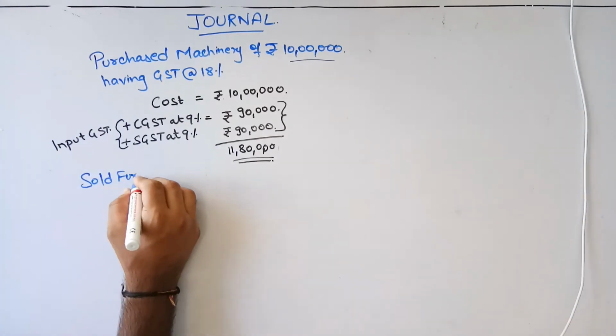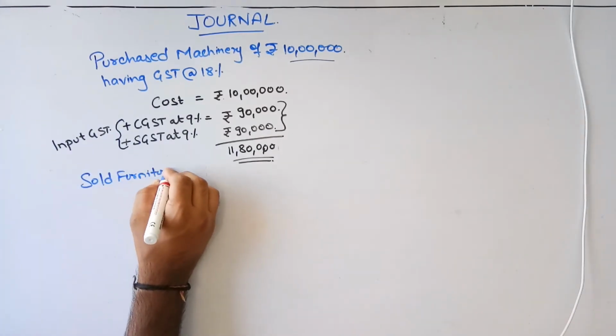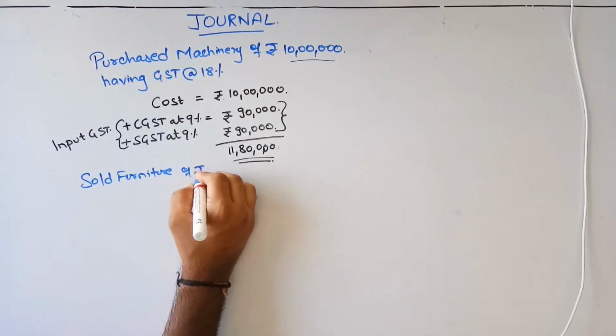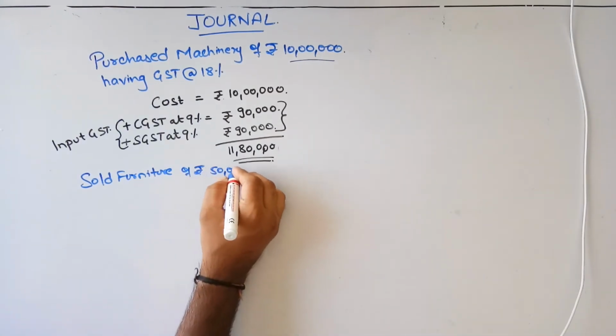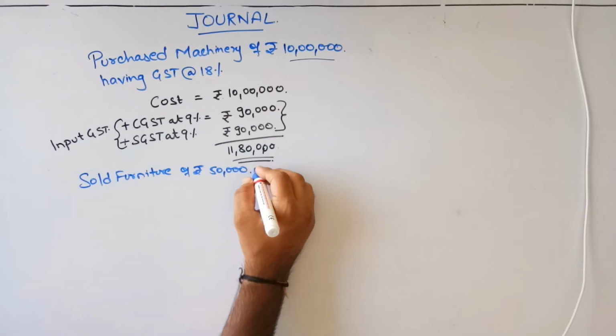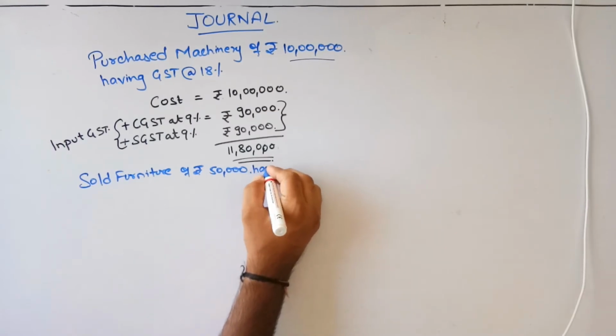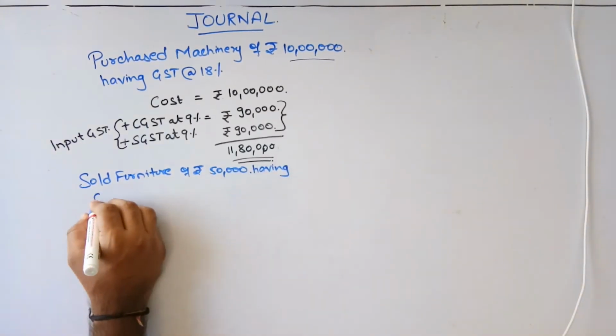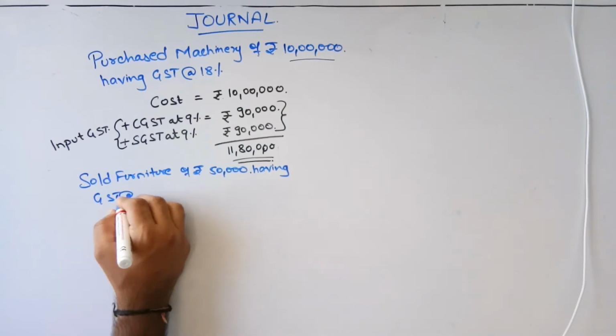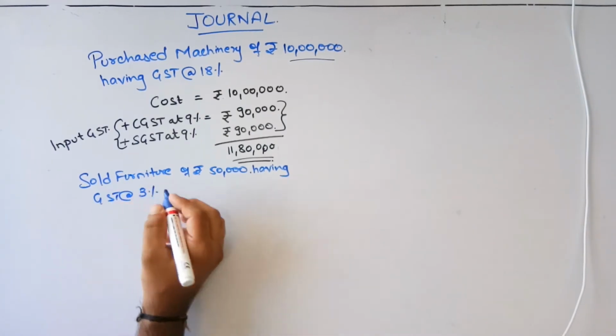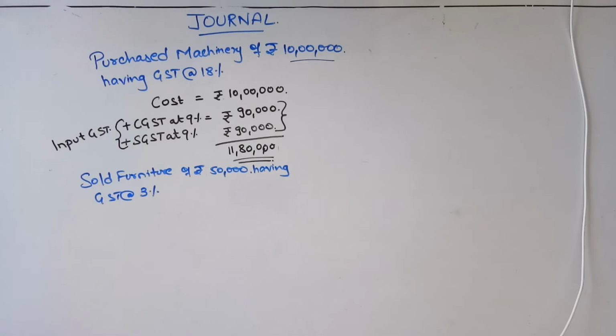At the same time, if it would be the vice versa, the other way around, say we sold furniture of rupees 50,000 having GST at, let's say, 3%. What will we do in this case? How much is the rate of GST? 3%. So if it is 3%, then how will you calculate? Try by yourself.